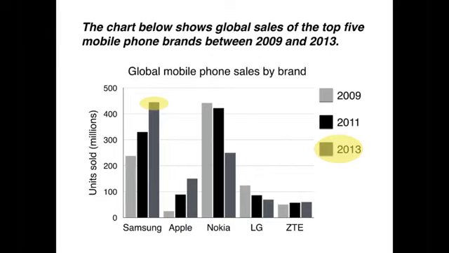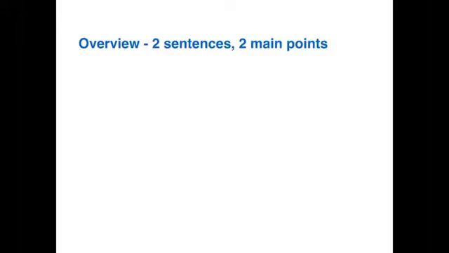So the highest figures first. Another thing that we could see is that we have increasing numbers for these 2 brands, Samsung and Apple. The other numbers, Nokia, LG and ZTE, either decrease or stay very similar. So those 2 increases could be something to point out in our overview. Let's see what I wrote for this overview then.